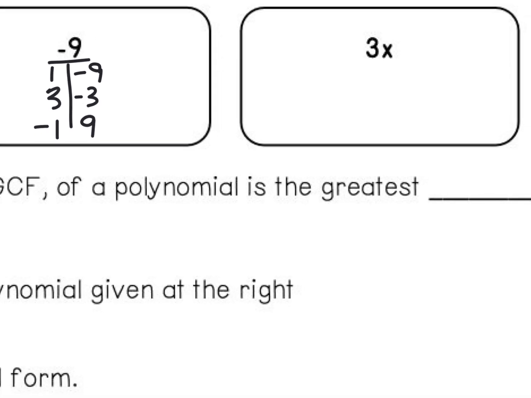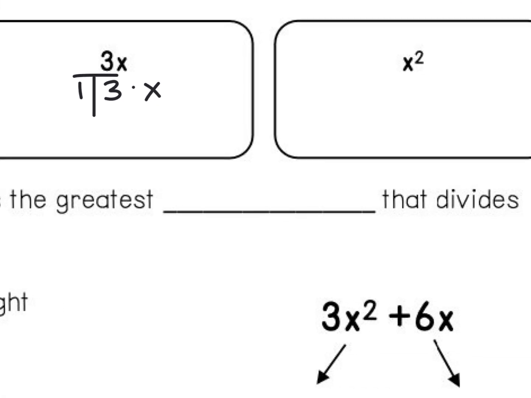Now we have a letter. What are the factors of 3? 1 and 3, and then I'm going to have my x on the end. Like when we were looking, if we have multiple letters going on. And then x squared is just x times x.